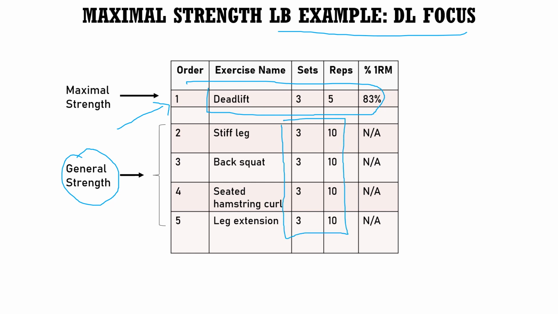Of course, that could be 3 sets of 8 or 3 sets of 12, what have you, but this is for illustrative purposes. And then you can see we've balanced our pushes and pulls here. We've got stiff leg deadlift and back squat, and then some isolation work as well.